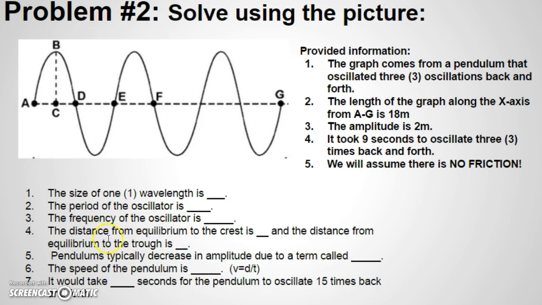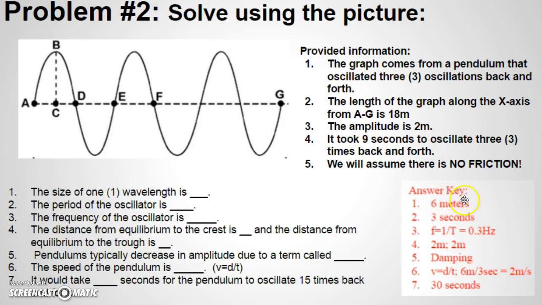The answer key is on the next slide. I want you to make sure you go through here kind of slowly. I'm not going to go through each one of these. I'm going to let you take a look at the answer key. The size of one wavelength here, we would see, is 6 meters. If it's 18 total, one full wavelength would be 6 meters. And I trust that you'll be able to use the answer key to solve these problems for yourself. Good luck.